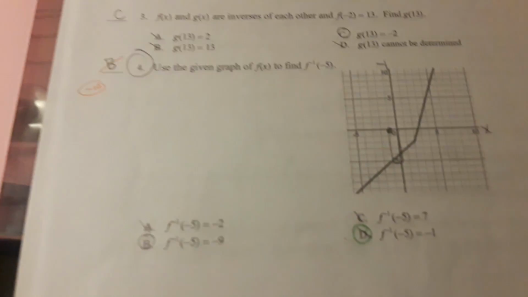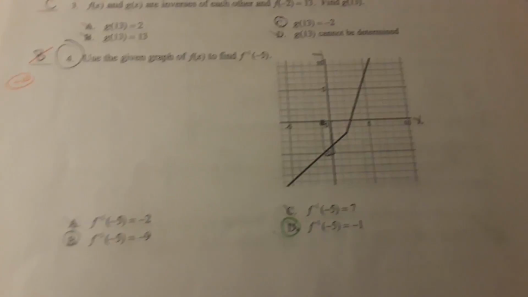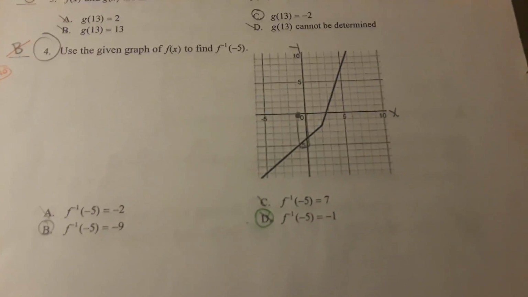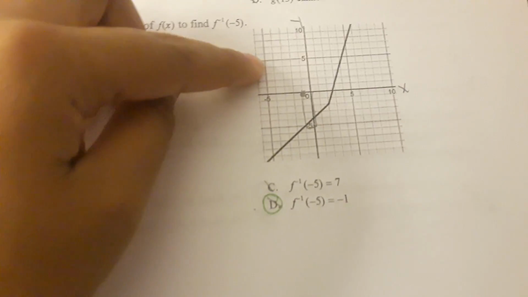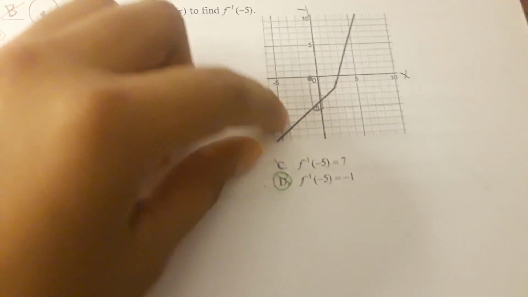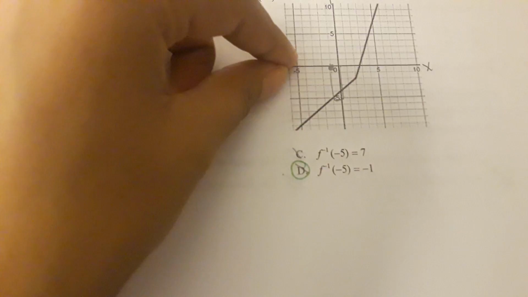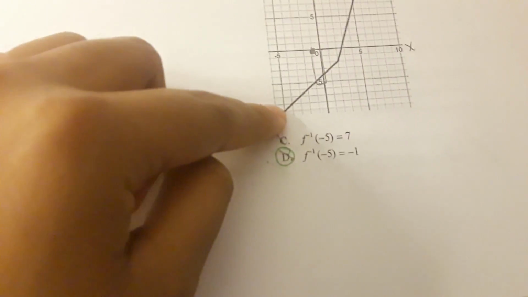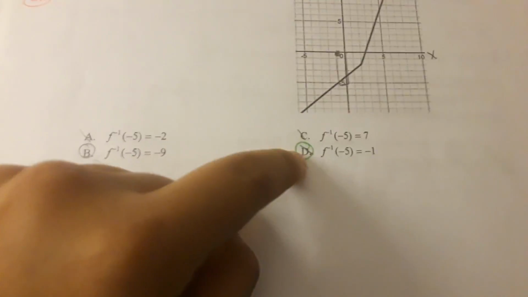So for number 4, it asks you to use the given graph of x to find -5. So what I did is I went on the x-axis instead of the y-axis. By doing the x-axis, I went on -5 on the x, and I went down, which gave me -9. So the answer is D.